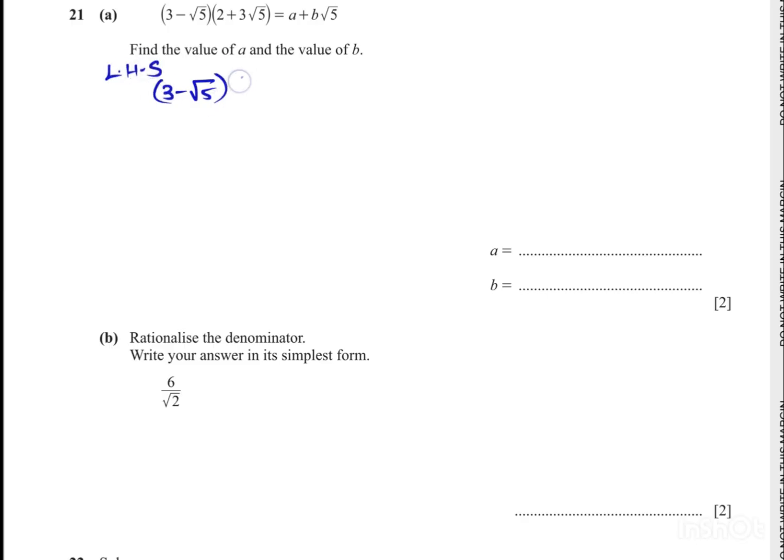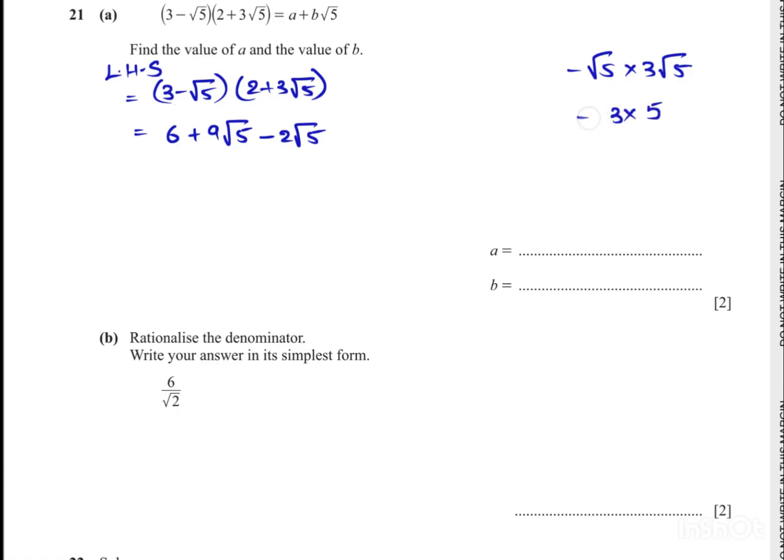3 minus root 5 into 2 plus 3 root 5 will be 3 into 2 is 6, 3 into 3 root 5 will be 9 root 5, then minus root 5 into 2 is minus 2 root 5, then minus root 5 multiplied by 3 root 5 will be root 5 becomes 5 and 3 as it is, and it will be negative. So because one of the numbers is negative, minus 15 will be the number here.